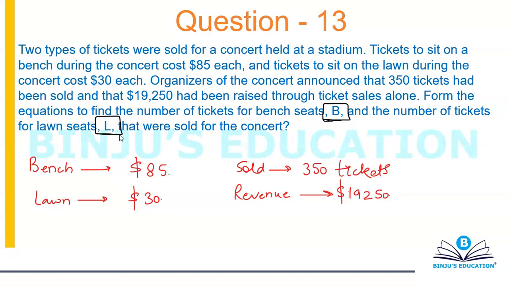First of all, we have a total of 350 tickets. So I can form my first equation as B plus L is equal to 350, because the total number of tickets is 350.